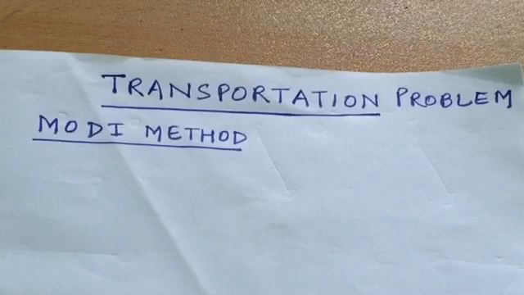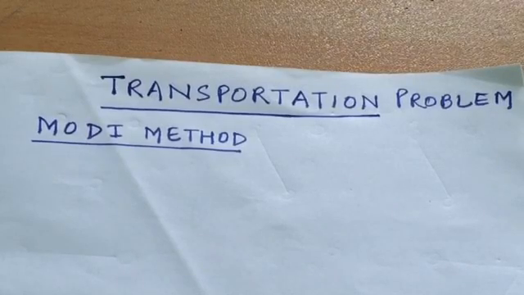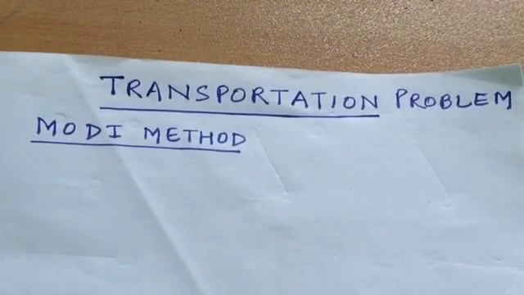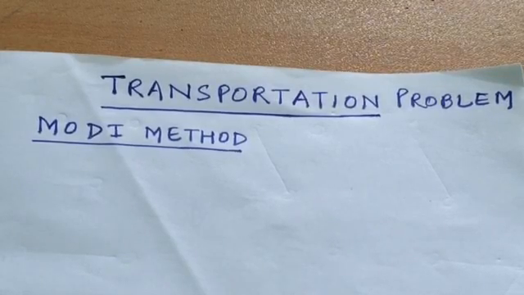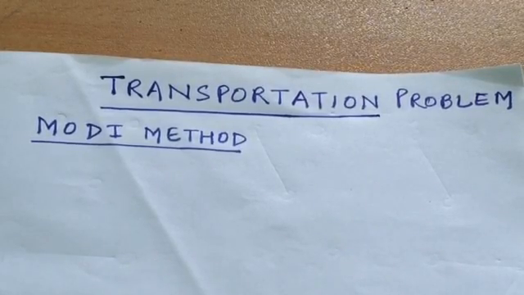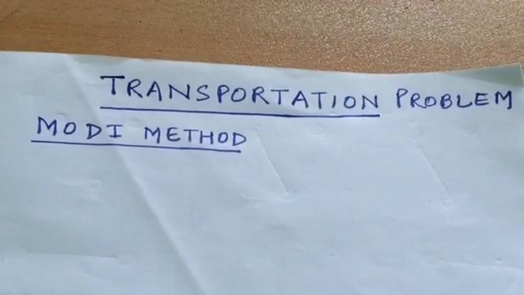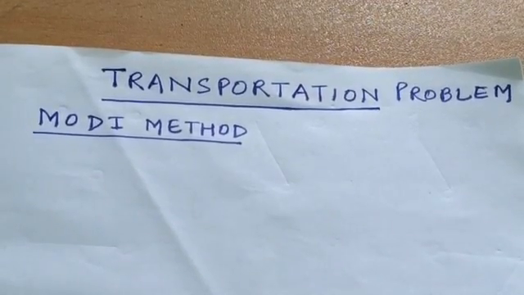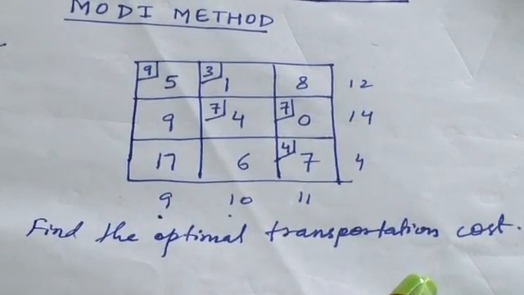In this type of question, you are given a table in which an initial basic feasible solution is provided, found by some method, suppose using the northwest corner rule, and you have to find the optimal transportation cost by Modi method. So let me write it here. You have to find the optimal transportation cost.